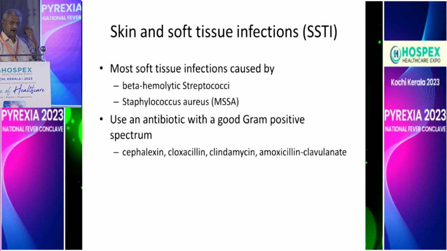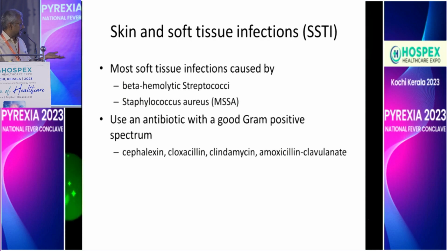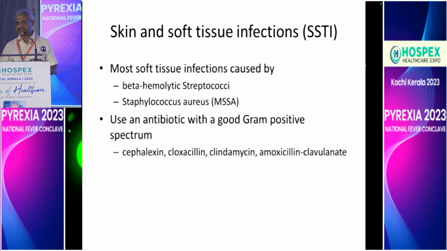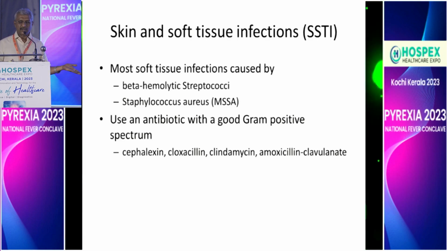It could be, we can opt from any of these, because all these drugs work against gram-positives, like cephalexin, cloxacillin, clindamycin, amoxicillin, clavulanic acid. These are all the drugs which we use for the gram-positive. So out of that, most of the drugs can be used for a cellulitis.